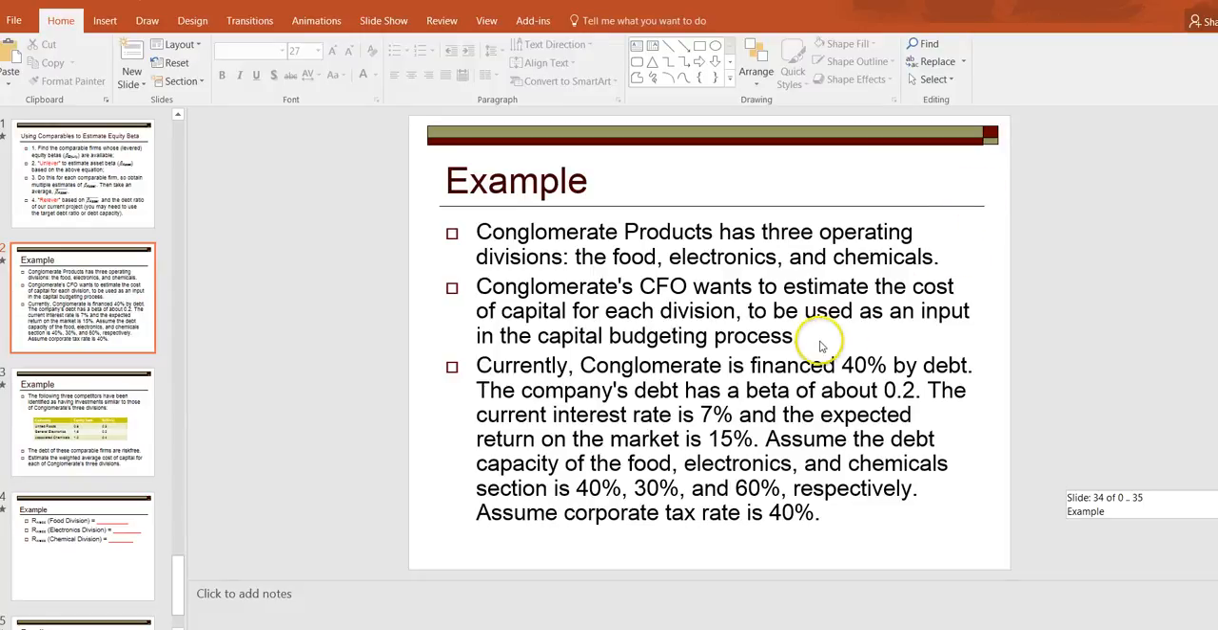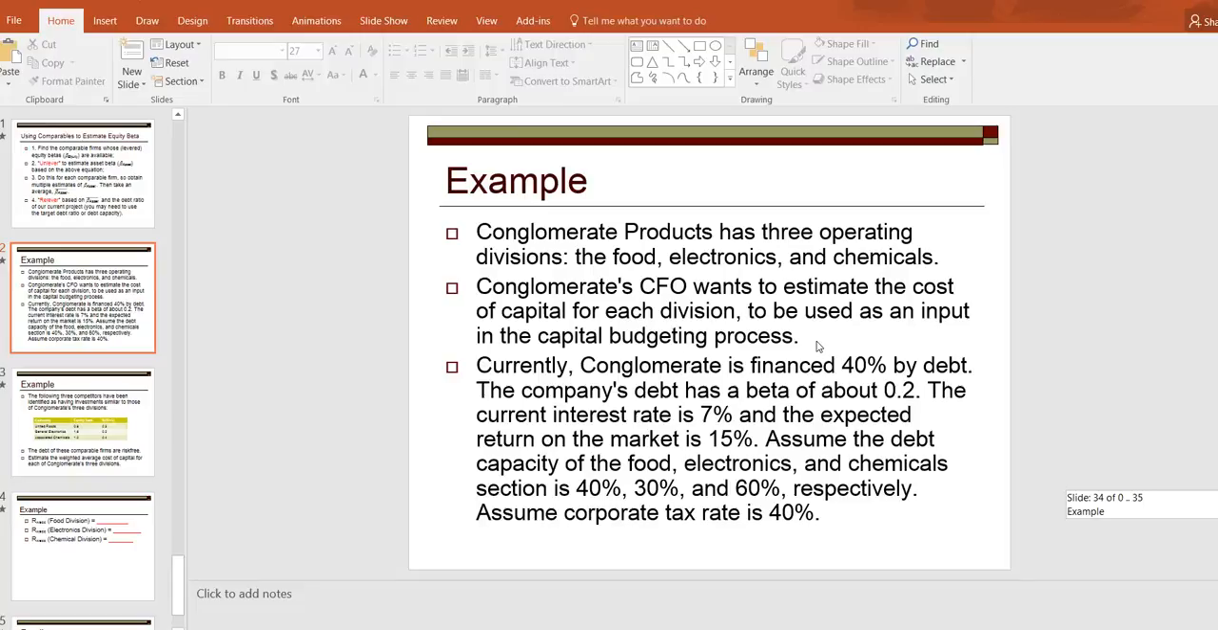So when we talk about comparable firms, they are basically the same firms in the same industry. The reason we use the comparable firms is because sometimes the cost of equity is not directly estimable for our division or project. Why is it not directly estimable?